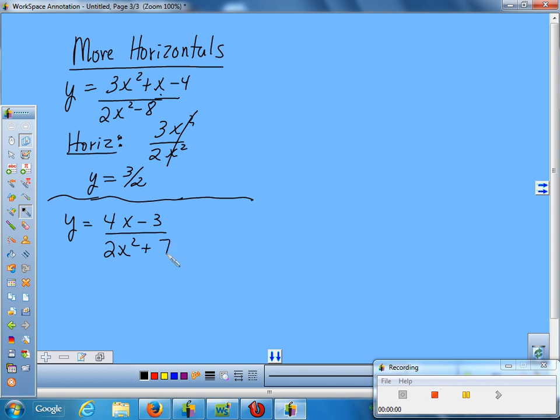Okay, this is more horizontal. So now what is the highest power in the problem? x squared. So, on the bottom we're going to take 2x squared. You also have to take x squared from the top. You don't have it, so 0. If you don't have that term up there, then you have 0x squared up there. So now, what's that reduced to? The x squared cancel, and you're getting 0, so your horizontal is at y equals 0.